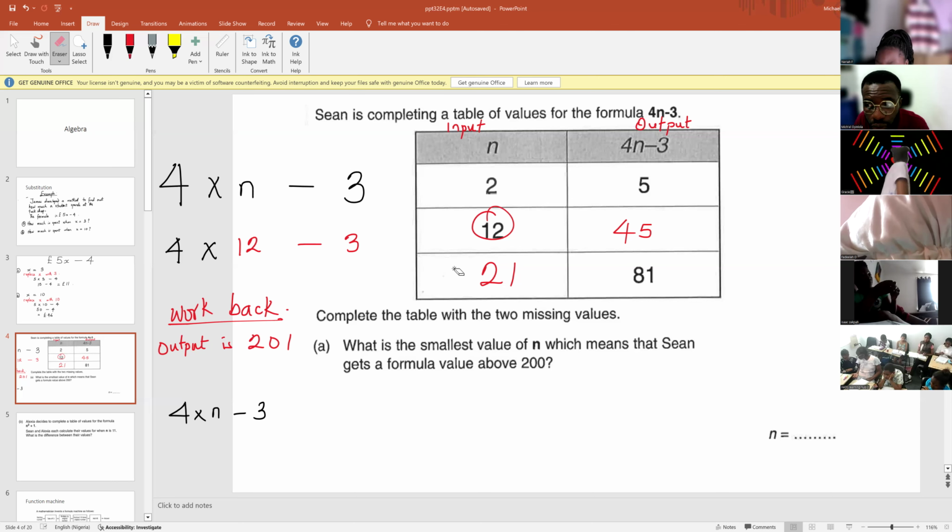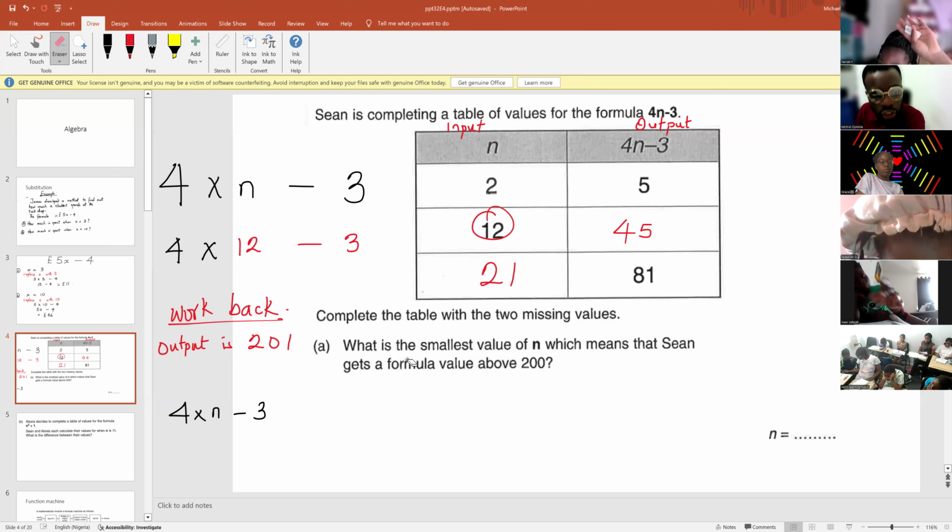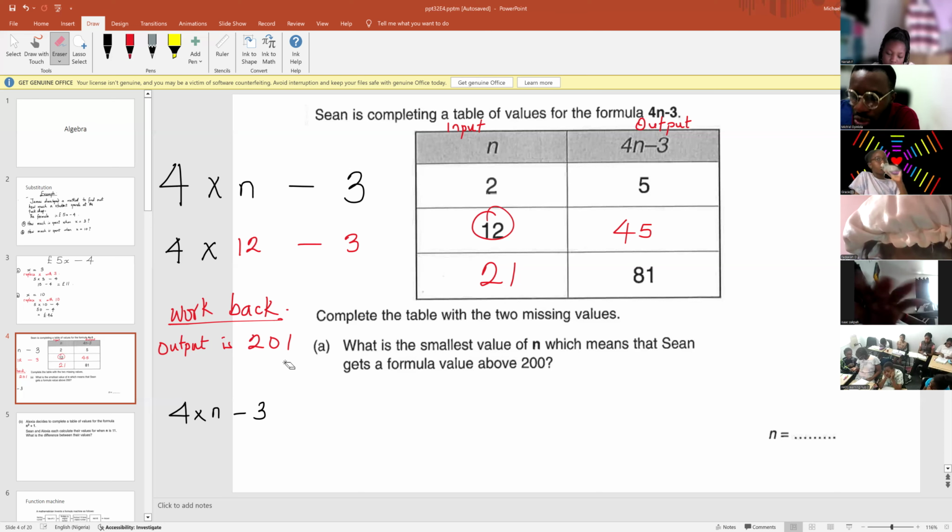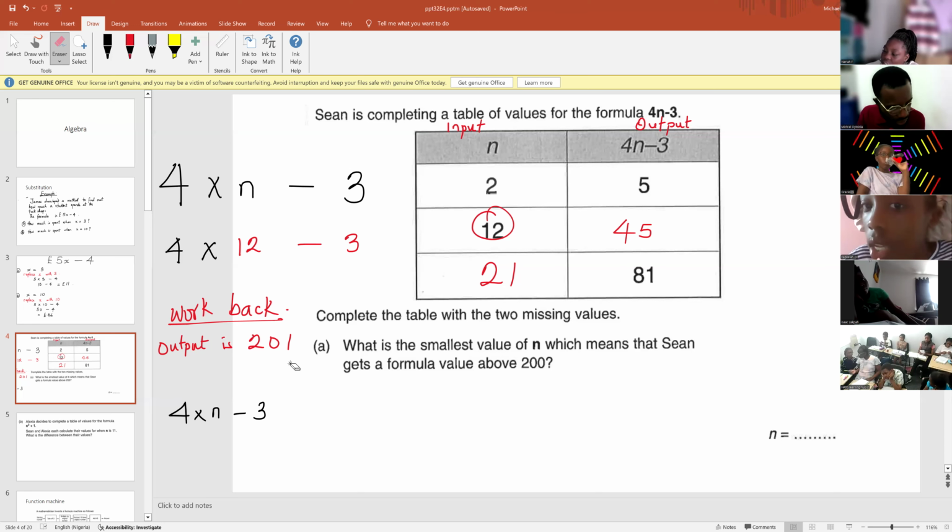200.1. What is the smallest whole number above 200? Isabella. 201. So we take the output as 201. Then you work back to get the value of n. Yes, Gracie, you're correct.